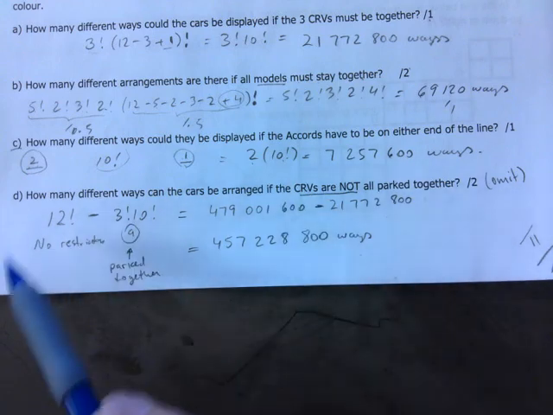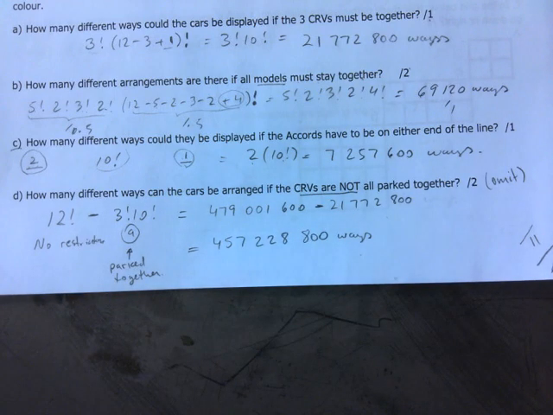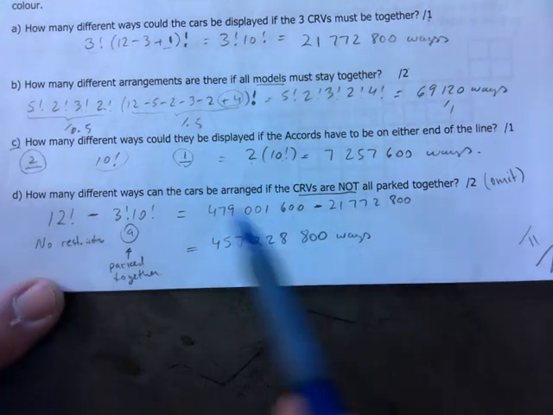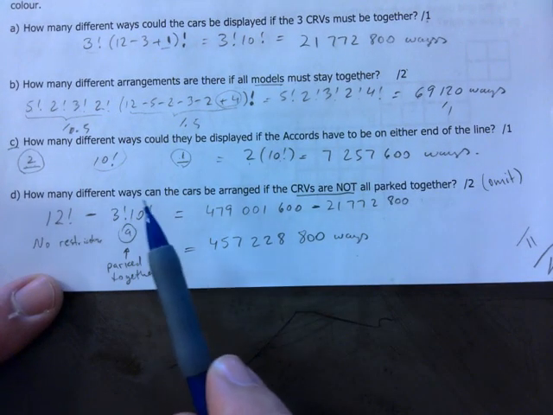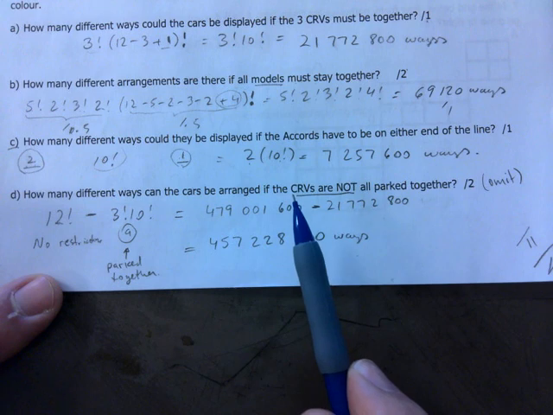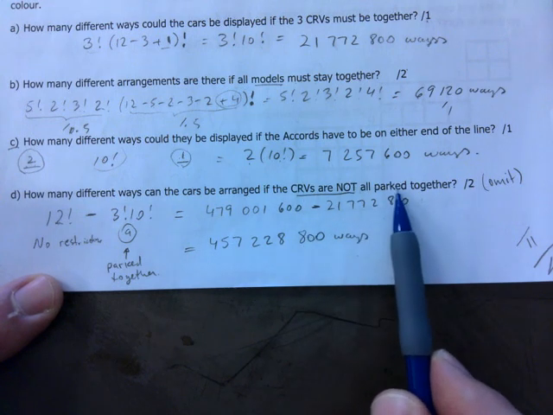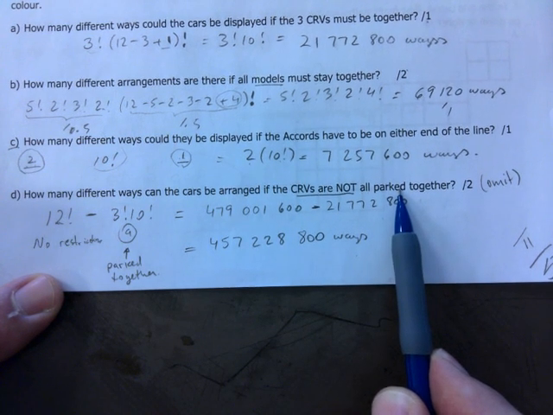This one I omitted. I had not covered this. If you did the notes, if you watched the video over the weekend, you would now be able to do this one. But this is indirect reasoning. How many different ways can cars be arranged if CRVs are not parked together?